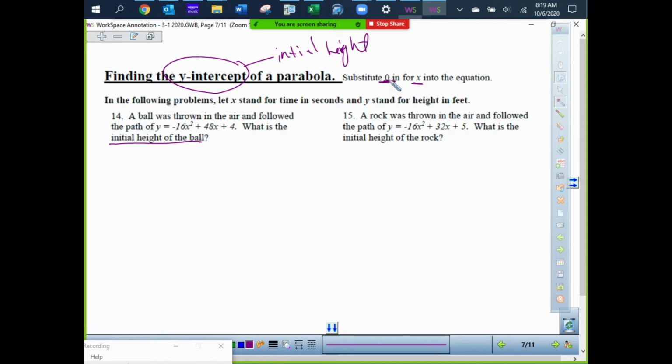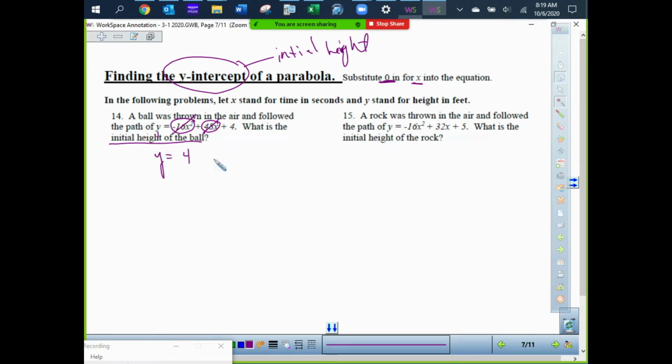We're going to put 0 in for x. So I'll sub in. You don't have to, you can just watch. I'm not putting 0 in for y, so I'm going to get y equals, and I'm going to put 0 in for this. Help me mentally. What's 0 squared? 0. Times negative 16, that goes away, right? That's nothing. Plus 48 times 0. How much is 48 times 0? It's nothing. That goes away. And then there's 4 left. Right? What was the initial height of the ball, my friends?